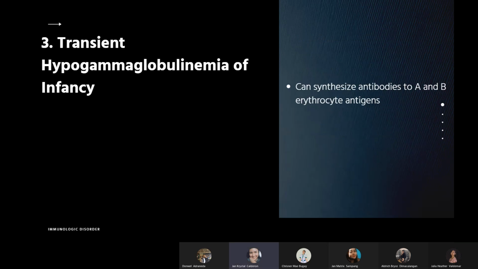Next is the transient hypogammaglobulinemia of infancy. Patients with this type of deficiency will synthesize antibodies to A and B erythrocyte antigens as well as diphtheria and tetanus toxoids, unlike those with Bruton's X-linked agammaglobulinemia or CVID.